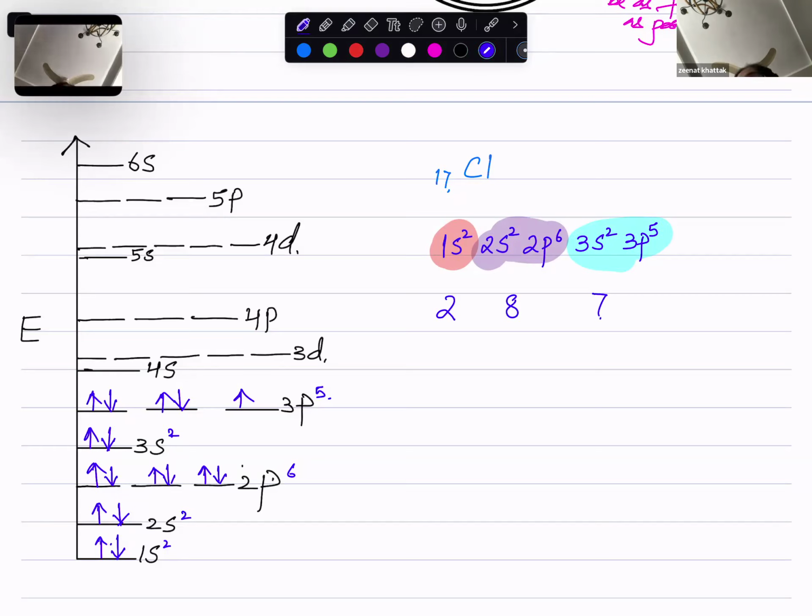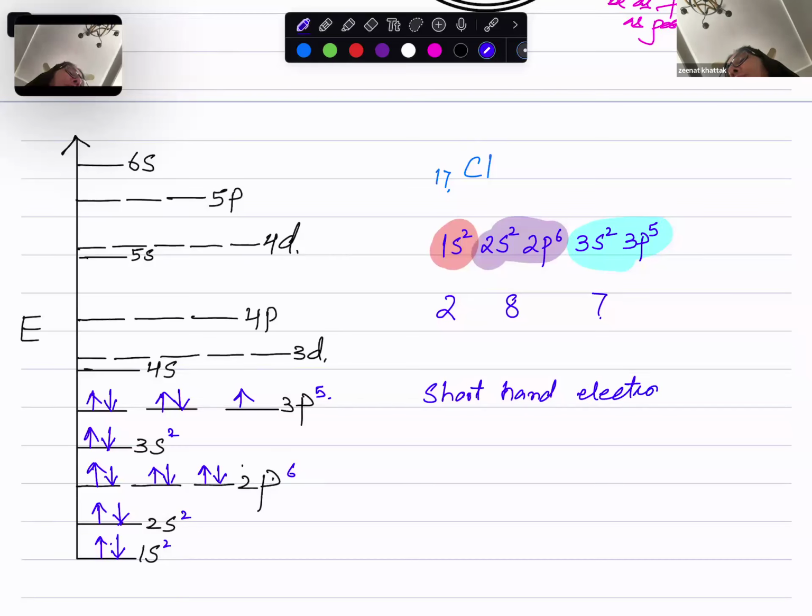Next, shorthand electronic configuration.